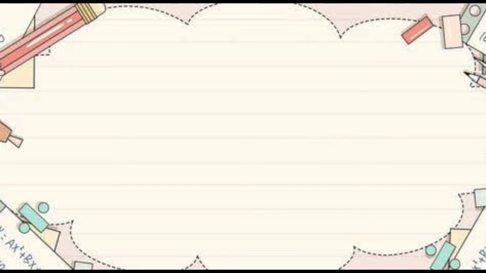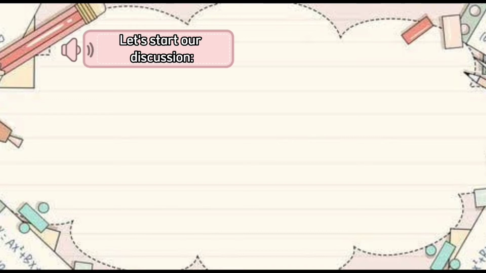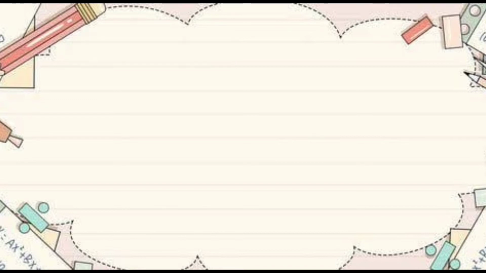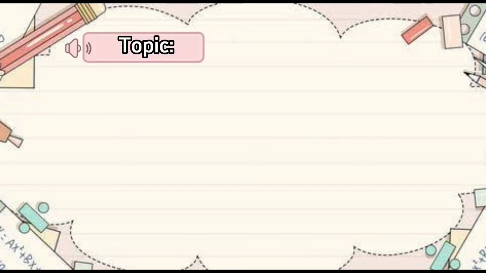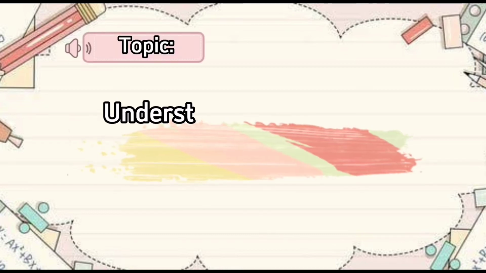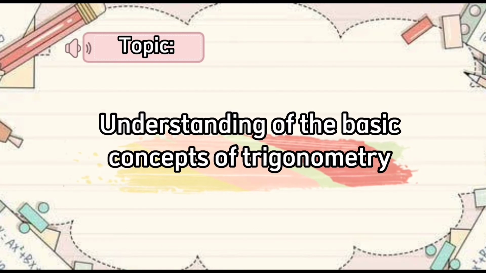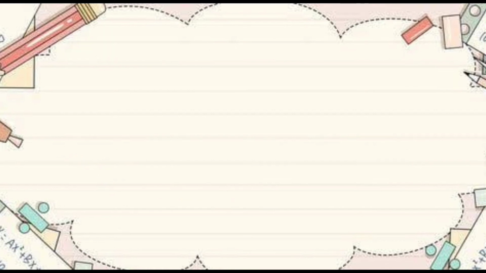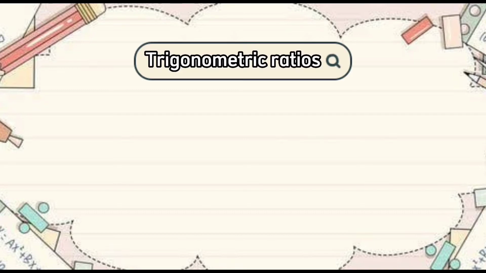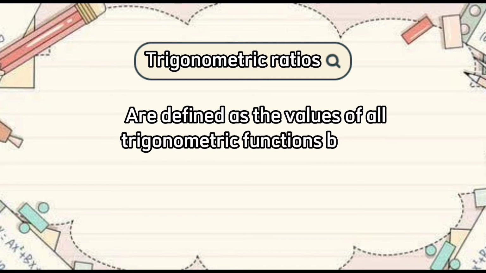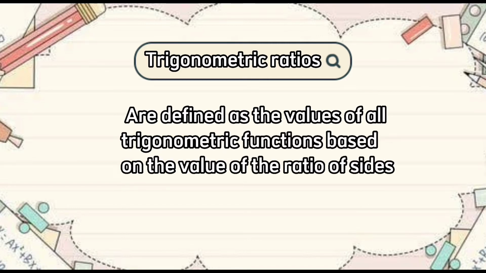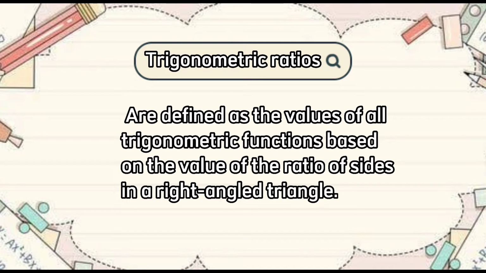Now that the activity has been done, let's start our discussion. Do you have an idea what will be our topic today? Very good, class. Our topic for today is all about understanding the basic concepts of trigonometry. And now I'd like you to listen and participate attentively. Understand? Okay, let's start. First, trigonometric ratios are defined as the values of all trigonometric functions based on the value of the ratio of sides in a right-angled triangle.